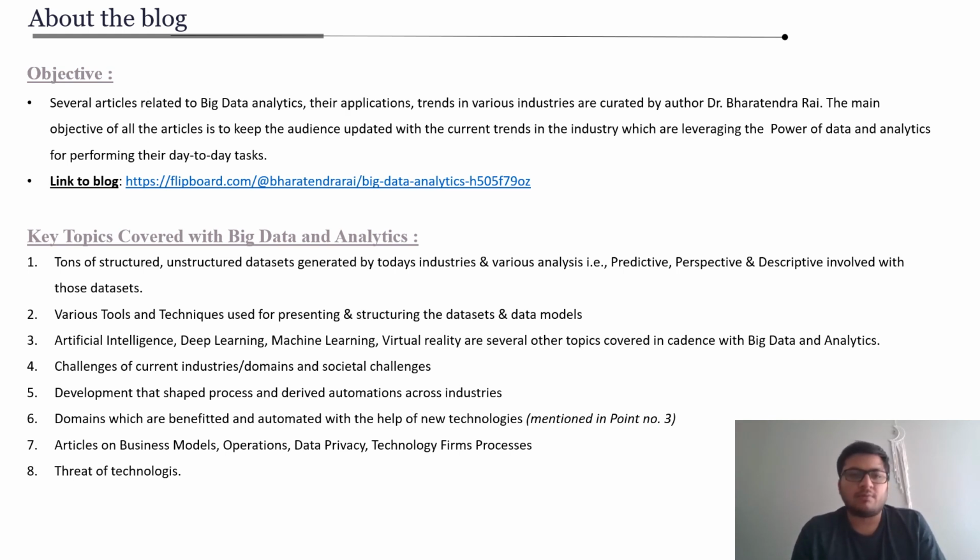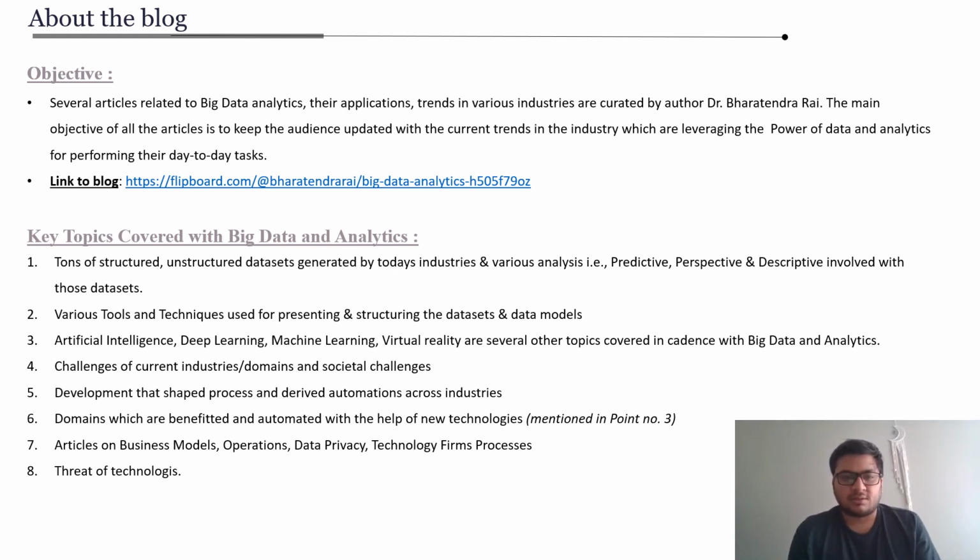The blog was majorly related to the topic of big data analytics and their application trends in various industries, curated by the author Dr. Bharatendra Rai. The main objective of all the articles is to keep the audience updated about the latest technological trends, in which technology factors are leveraged and how, with the help of data and analytics, day-to-day activities are automated and performed. The link to the blog is provided in the slide.